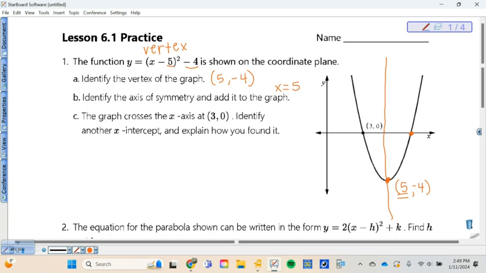Yeah, good. Right, 5 has to be right in the middle. And to go back to 3, right, I'd have to subtract 2. So to figure out what this is, I just need to add 2, right, because they're symmetrical. That's equal distance. So that's got to be at 7, 0.